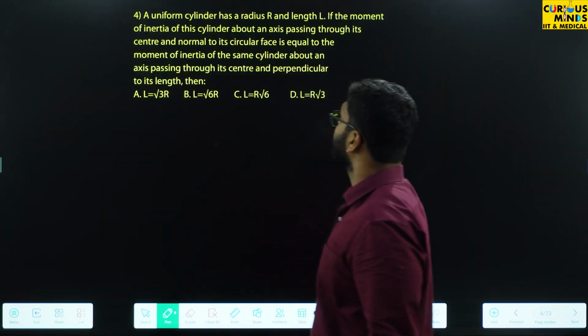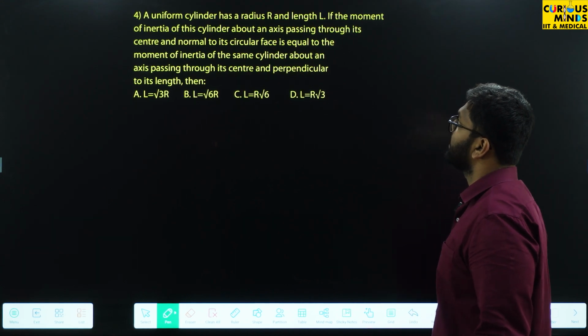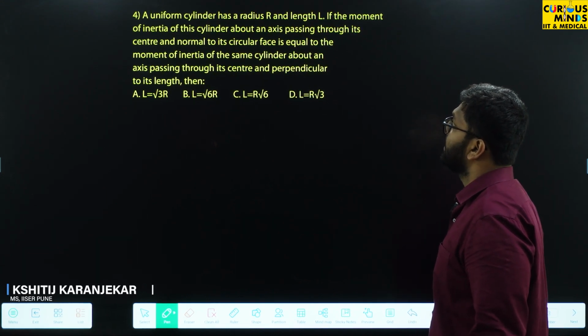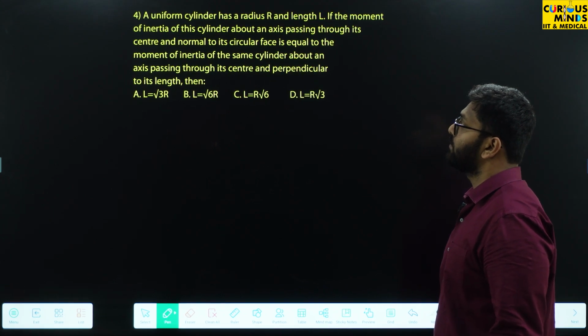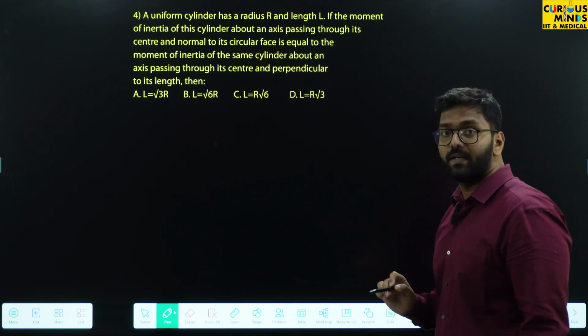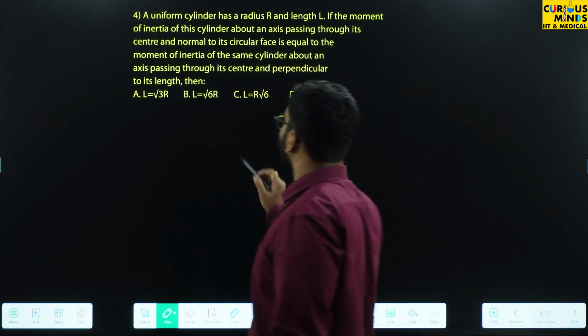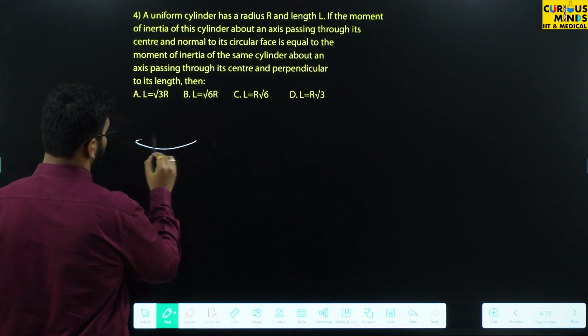A uniform cylinder has a radius r and a length L. If the moment of inertia of this cylinder about an axis passing through its center and normal to its circular face is equal to the moment of inertia of the same cylinder about an axis passing through its center and perpendicular to its length. Okay, so first look at this. We have a uniform cylinder.